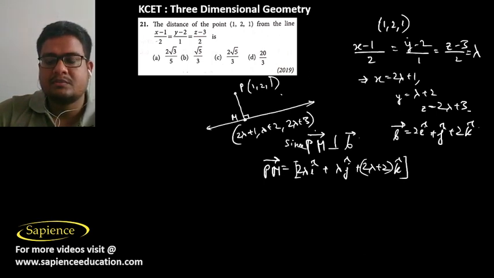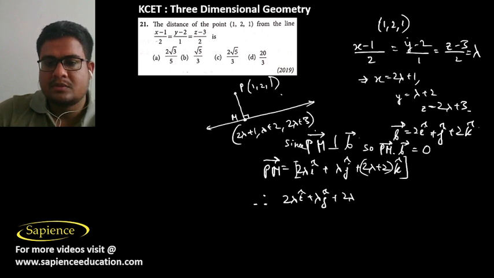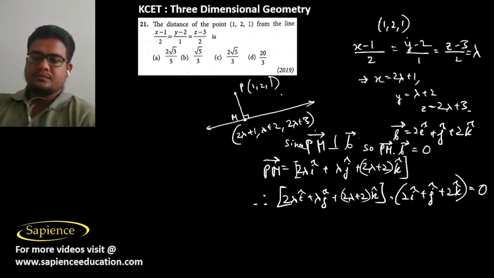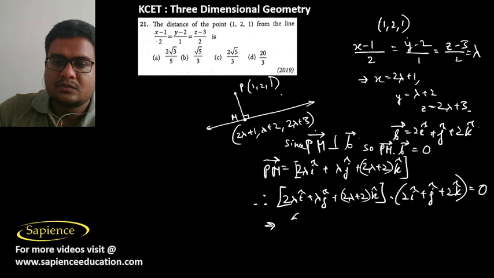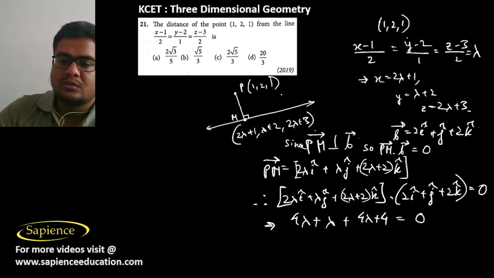Since PM vector is perpendicular to B vector, PM vector dot B vector is equal to 0. Therefore (2 lambda i cap plus lambda j cap plus 2 lambda plus 2 k cap) dot (2 i cap plus j cap plus 2 k cap) equals 0. Therefore 2 lambda into 2, that is 4 lambda, plus lambda into 1, that is lambda, plus (2 lambda plus 2) into 2, that is 4 lambda plus 4, equals 0.